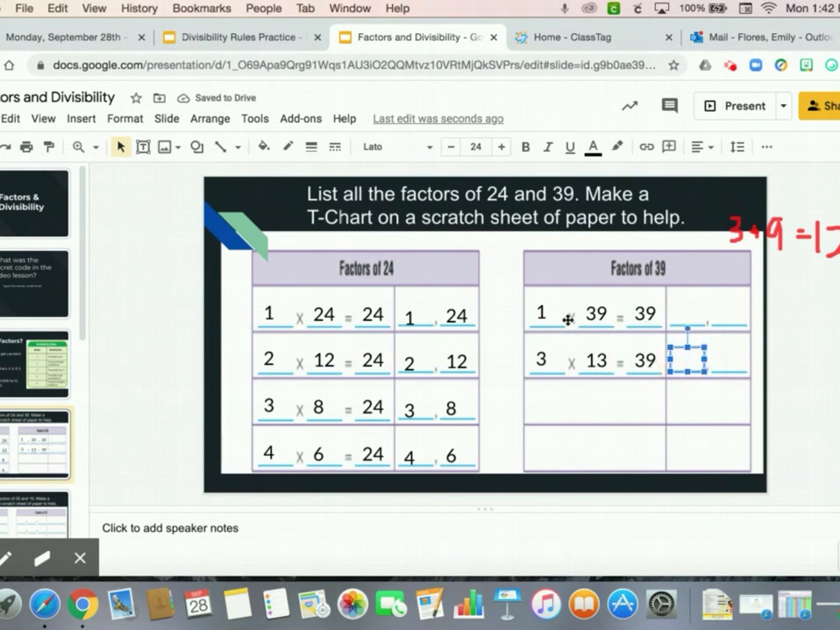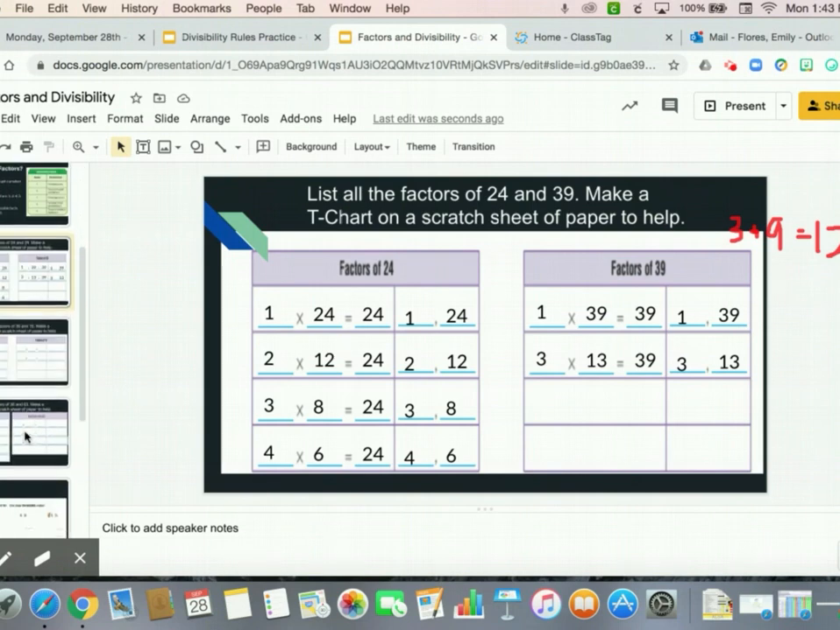So my table is done. I've got my 2 multiplication problems. So now my factors are going to be 1 and 39, because 1 times 39 was 39. And then my other factors are going to be 3 times 13. So those are my factors of 39.